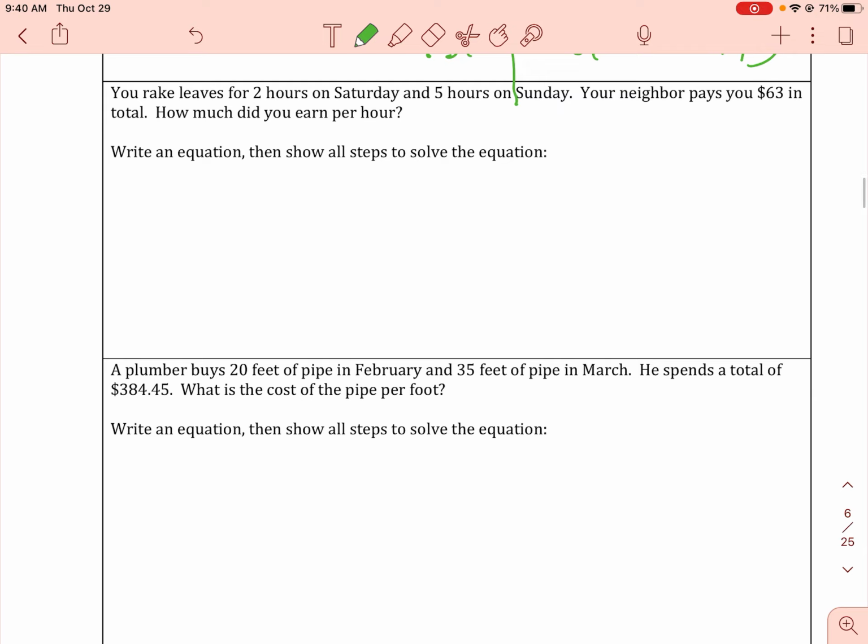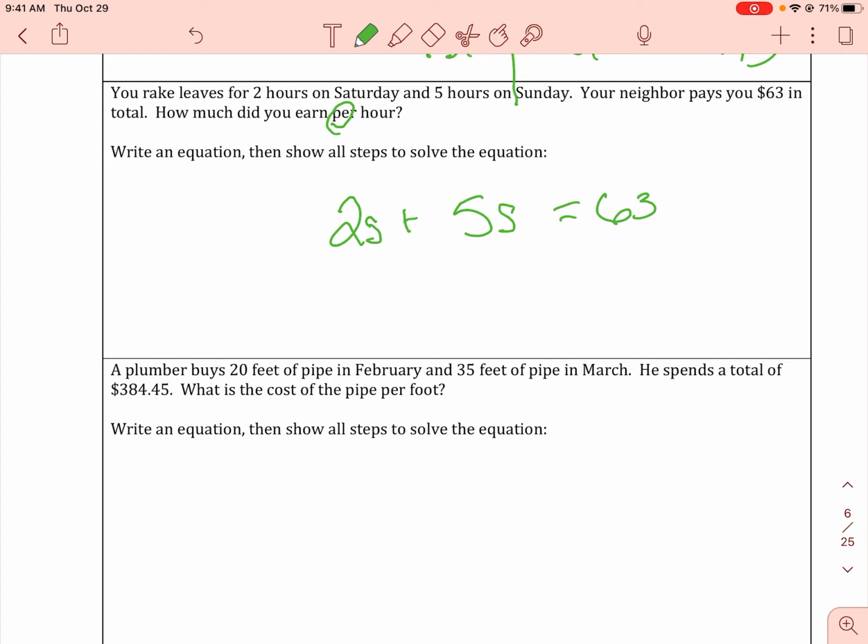All right, so you rake leaves for 2 hours on Saturday and 5 hours on Sunday, and your neighbor pays you $63 in total. How much did you earn per hour? So we want to find the per hour. Okay? We want to find our rate. So you raked for 2 hours, and we want to find out our salary. Rake for 2 hours on Saturday. You rake for 5 hours on Sunday.